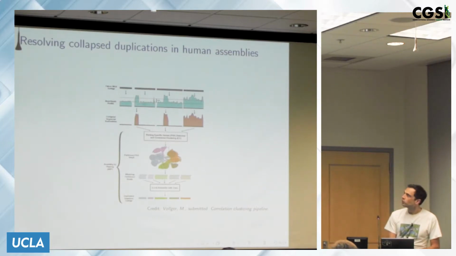Then we just ignore all of the regions that have expected read depth and focus only on the collapsed duplications. Run correlation clustering to see if there's a partitioning that can separate the paralog specific variants. Separate those out and essentially reassemble the clustered reads and then emit those reads as contigs.